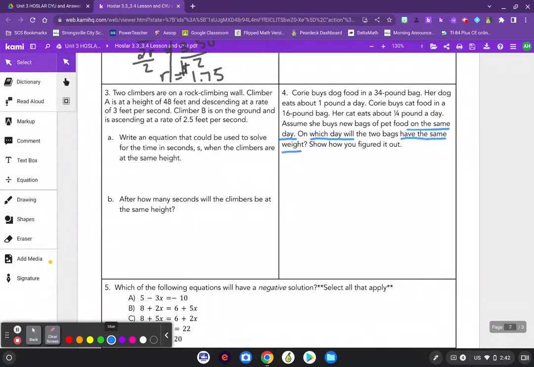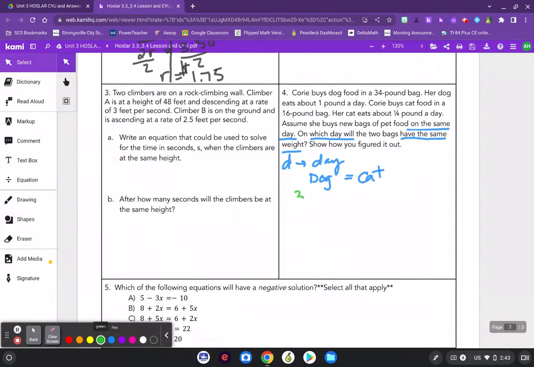Okay, so we're starting off with each brand new fresh bag of either dog food or cat food. It's asking me on which day. So I'm actually going to choose D, and D represents the day. Which day number? Is it after 2 days, after 10 days, after 15 days? Will they have the same weight to them? Again, I like to say, well, I'm looking for when the weight of the dog food is equal to the weight of the cat food.